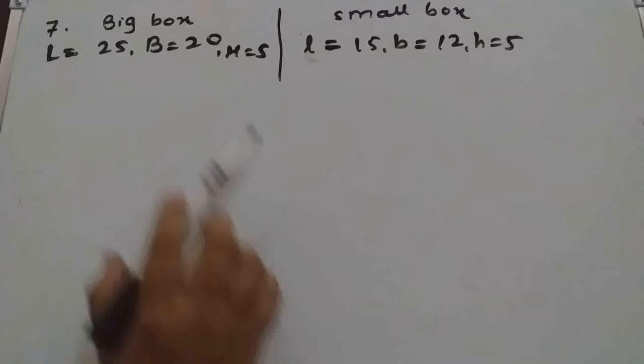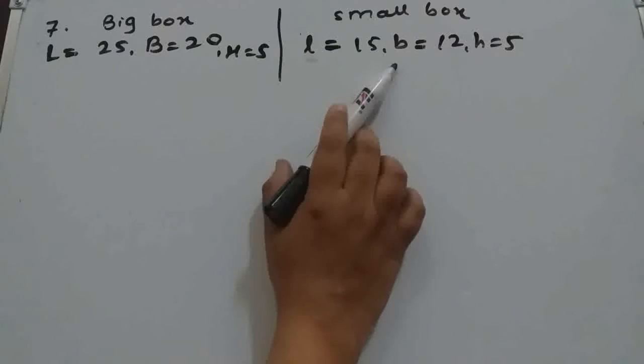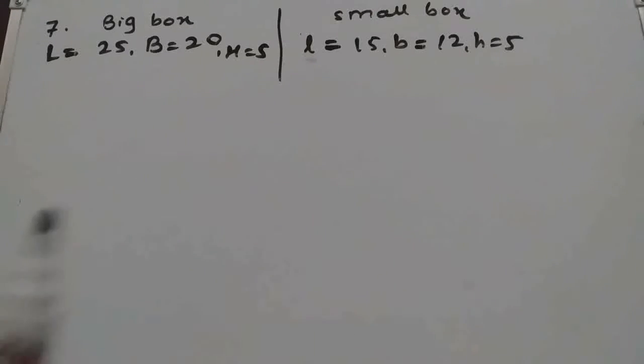So first we will find the total surface area of this big box and of this small box, and then we'll add. And in that we have to add 5% of it, because it is given that 5% extra is required. Now the cost of cardboard is also given. For 1000 centimeter square it is 4 rupees. So find the total cost of the cardboard for such 250 boxes, 250 big boxes and 250 small boxes.